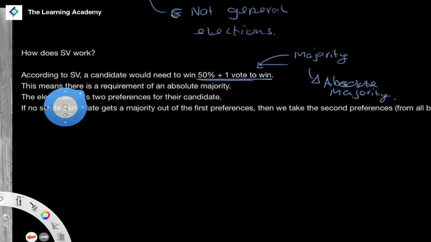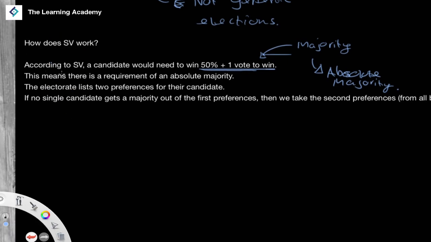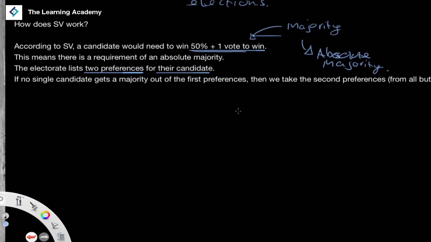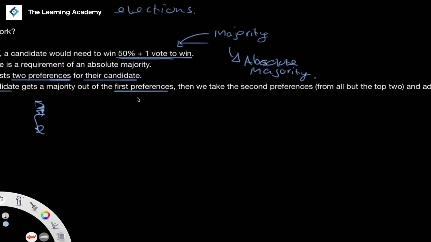And so in doing so, when the electorate go into the booth to mark their preferred candidates down, what they do is they have a preference system. The electorate will list 2 preferences for their preferred candidate to win. So you would have a first preference and you'd also have a second preference. Simple as that.